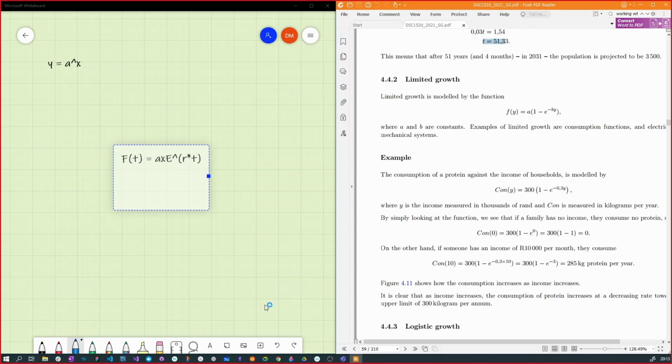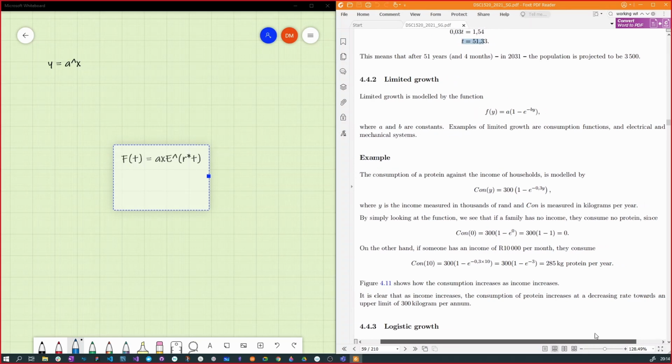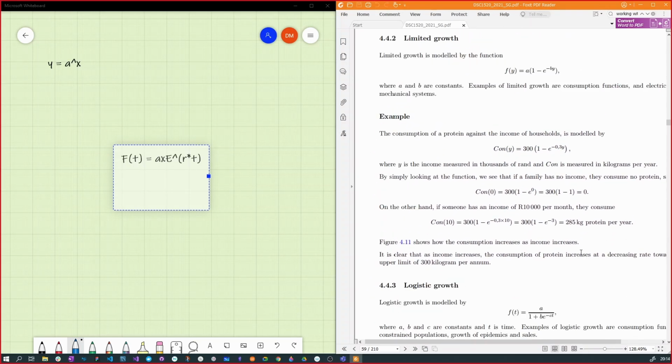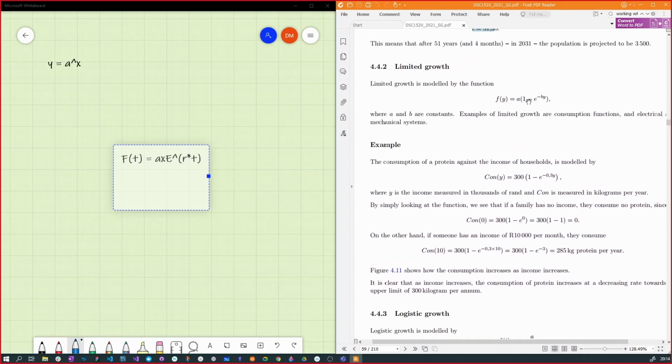Let's say, hypothetically, our Earth can only accommodate 70 billion people before we run out of resources and space to accommodate everyone, and out of money to accommodate everyone. So how do we then add a constant to our exponential function that signifies that there's a limit to how much growth we can have? And that's what's covered in the limited growth section, right?